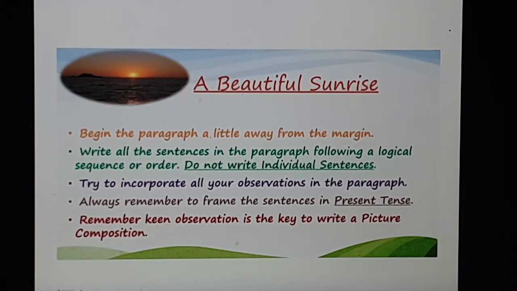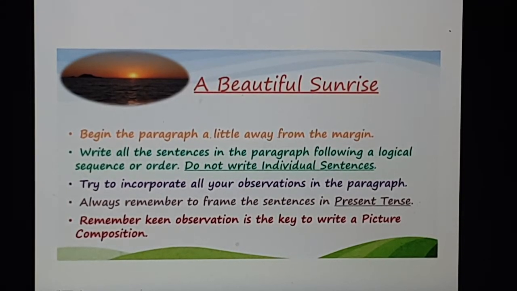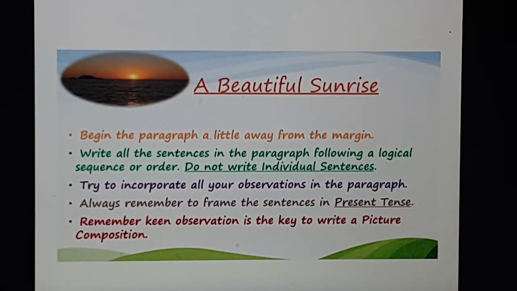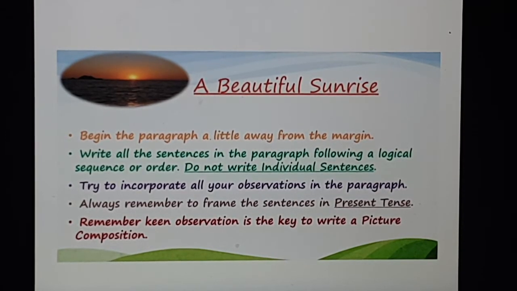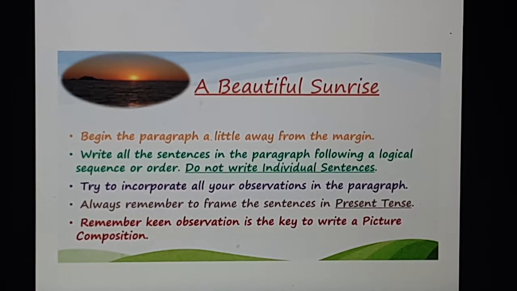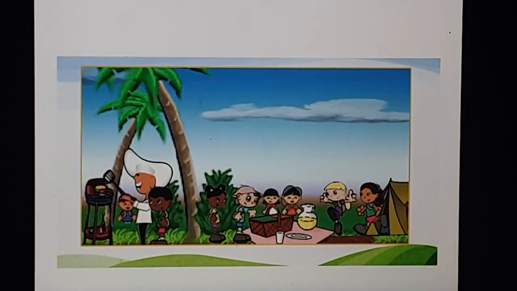Like, this picture is depicting a sunrise. Again I'm writing "is": there is water, there is sun, there are so many things. So always write it in present tense. And remember, keen observation is the key to write a picture composition. Now, writing a picture composition. See, what can you see in this picture?